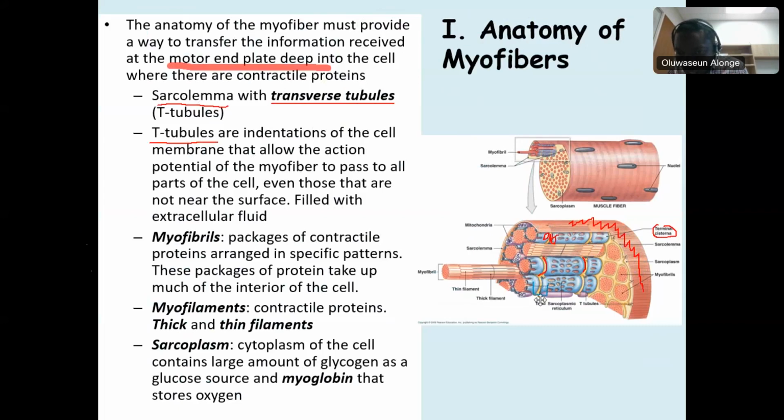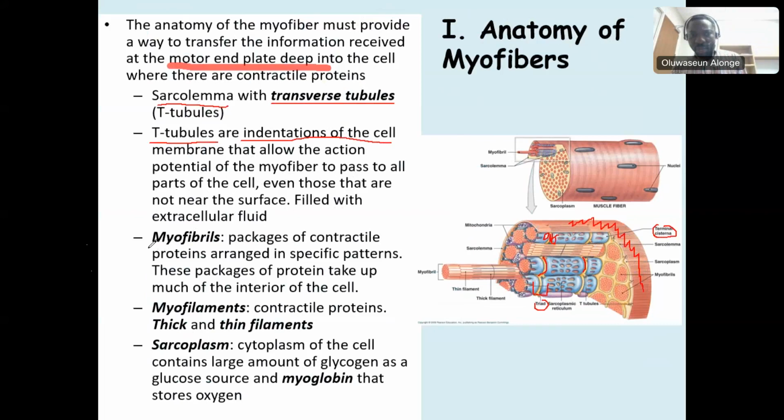We call that a triad. So triad means a terminal cistern, a tubule, and a terminal cistern, so two terminal cisterns and a tubule. All right. So the T-tubules are indentations of the cell membrane that allow the action potential of the myofiber to pass to all parts of the cell. I told you the T-tubule is a tube, so it's like a straw which helps to send information out. It helps to propagate information, and I will show you how it does that.